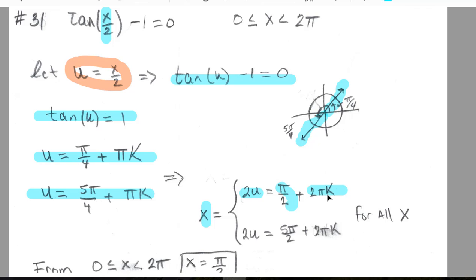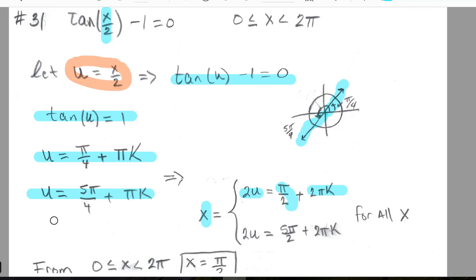Now remember, this 2 times pi times k did not come from adding with tangent. With tangent, we add pi times k. This pi times k times 2 came from the fact that we started with x over 2, and I converted it to u, and now I'm converting back by multiplying everything by 2. Because x over 2 equals u, so I multiply this times 2 and this times 2, and that simplifies to pi over 2 plus 2 times pi times k.